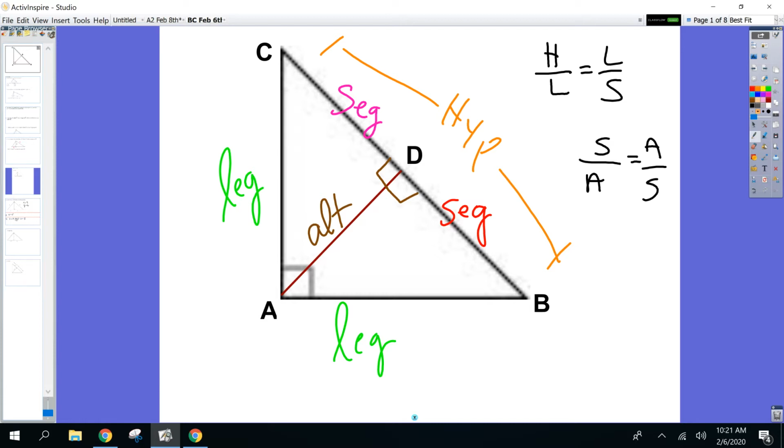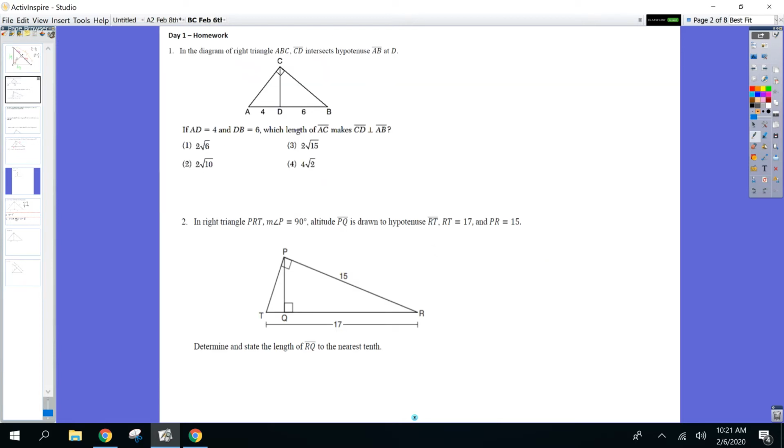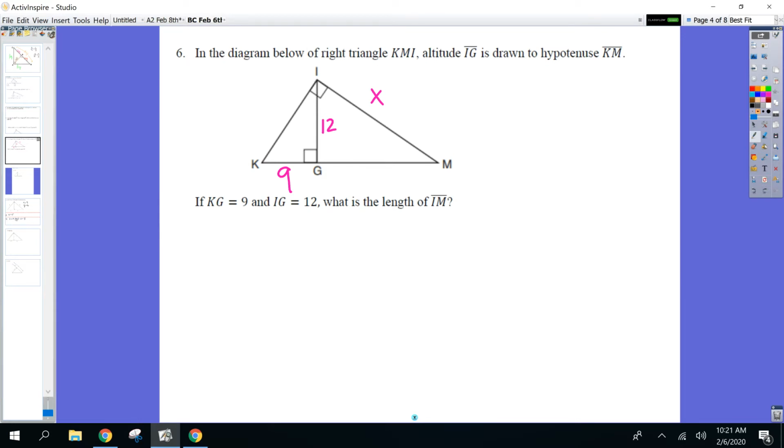You had 6 problems last night. Any of the 6 we want to look at? Okay, I'll look at number 6 then with you. Here we go, number 6. This is where we're going to today. This is day 2, honors Hills and SAS, where I'm trying to find side IM, so I called it X.